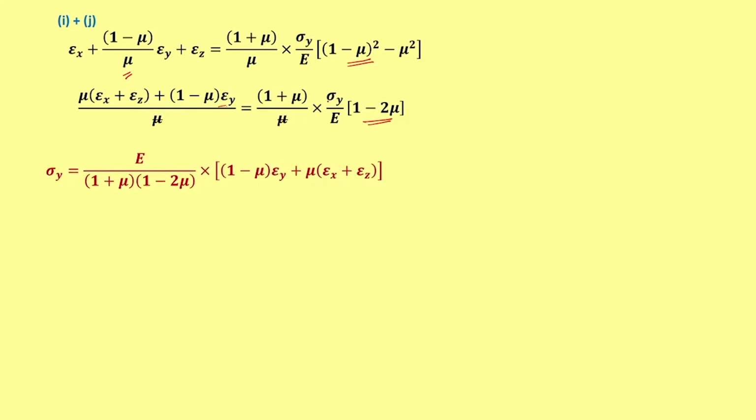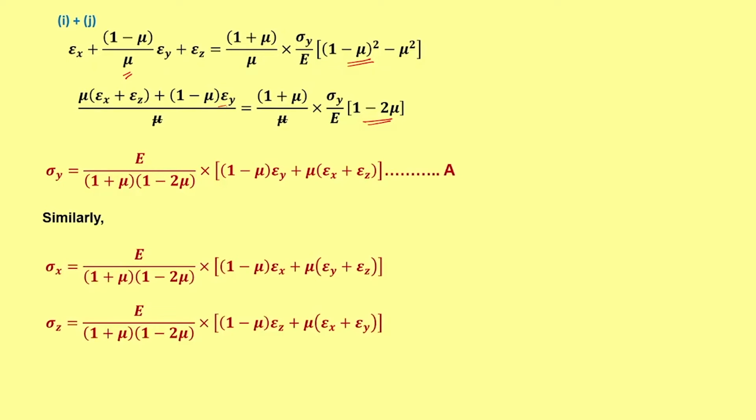So, in the process sigma z also got eliminated. So, you can see that sigma y is equal to E upon 1 plus mu into 1 minus 2 mu into 1 minus mu epsilon y plus mu epsilon x plus epsilon z. Now, once you got the expression for sigma y, it is more or less the same for sigma x and sigma z. So, this is equation A. Similarly, you can write sigma x and sigma z, the expressions which are A, B and C. So, this is the required form for applying the condition for plane strain.